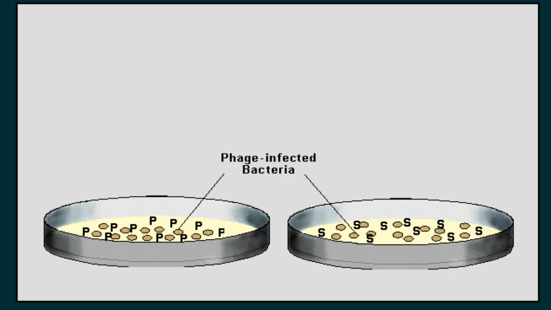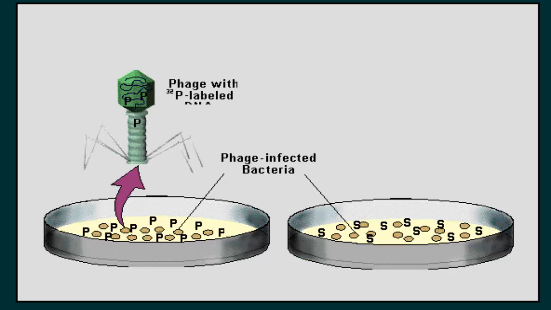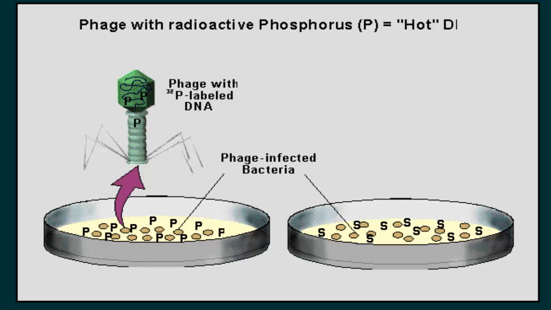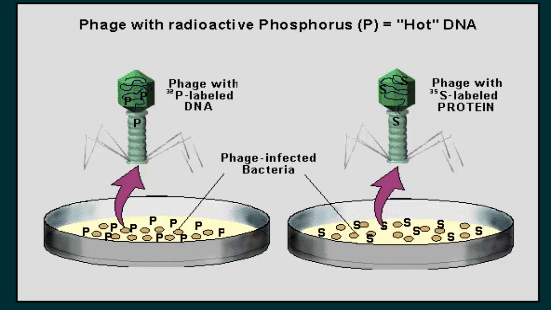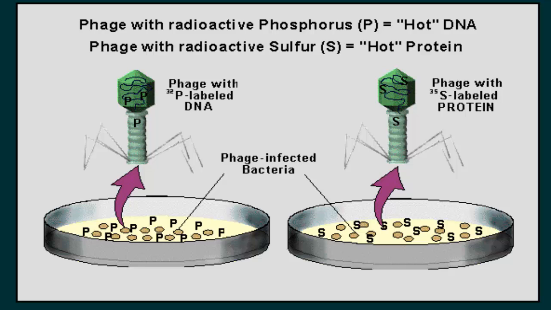The research team grew phage-infected bacteria in a medium containing the radioactive phosphorus. Phage that replicated in this medium had incorporated radioactive phosphorus, thus producing hot DNA. They also grew phage-infected bacteria in a medium containing radioactive sulfur. Phage that replicated in this medium had incorporated the radioactive sulfur and thus contained hot protein.